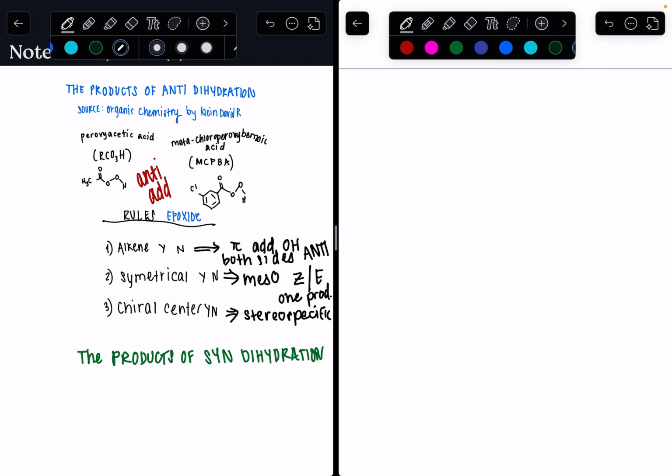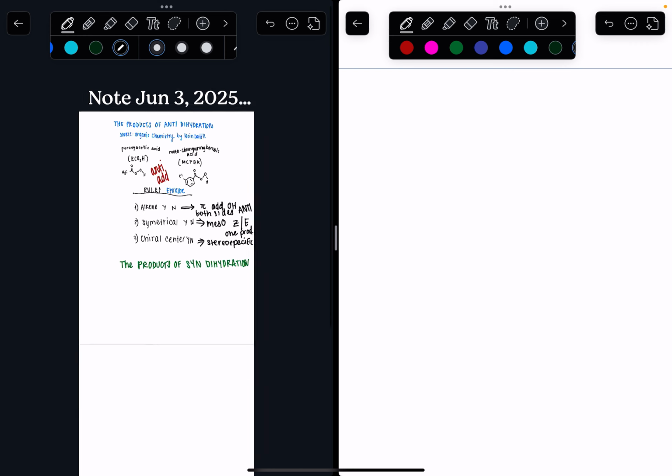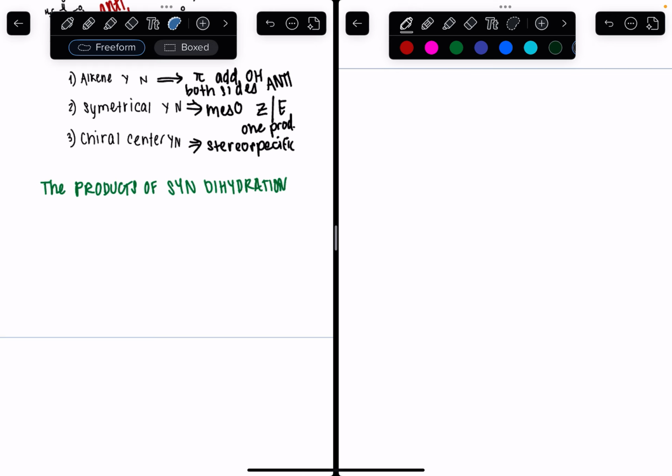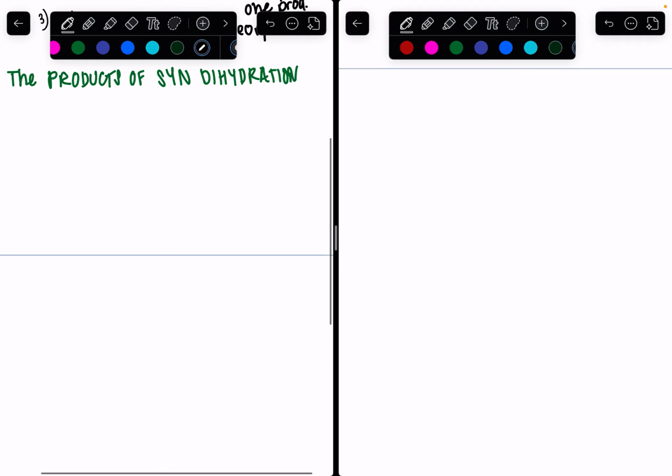Now we're going to apply these rules. We're going to apply them to syn addition. Okay, so syn dihydroxylation using a new set of molecules. So let's look at our reagents and the mechanisms involved in them to just establish our rule page so then we can work out problems.